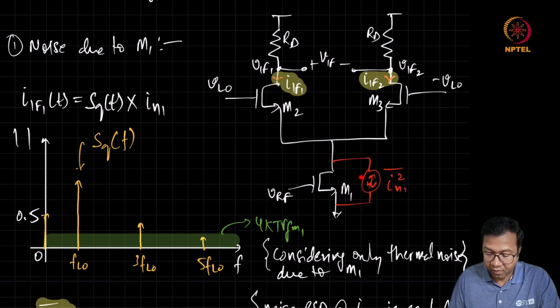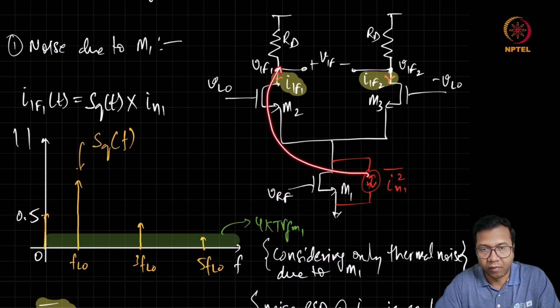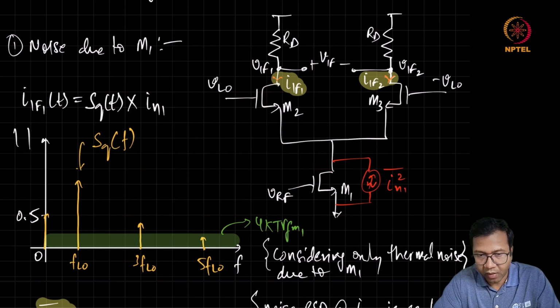And if you see the transfer function from here to this IF1, for example, it is going to have this 2 by pi kind of a term coming into the picture.